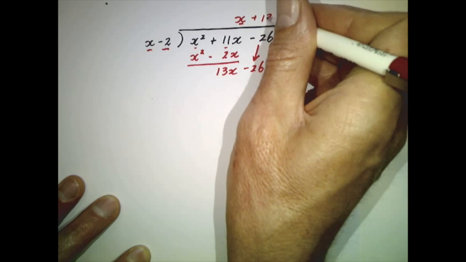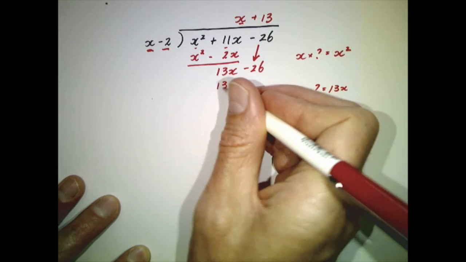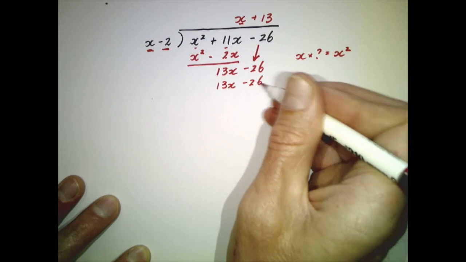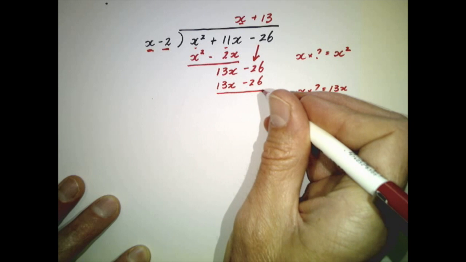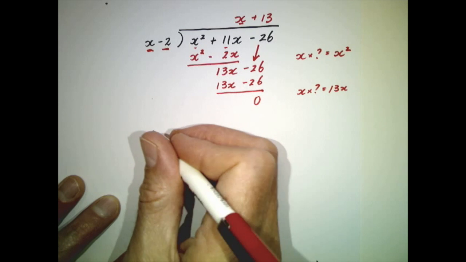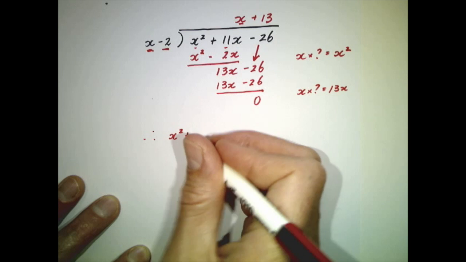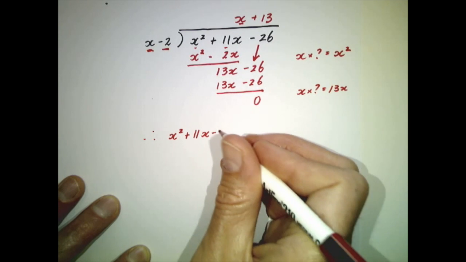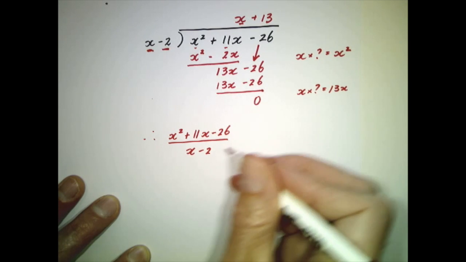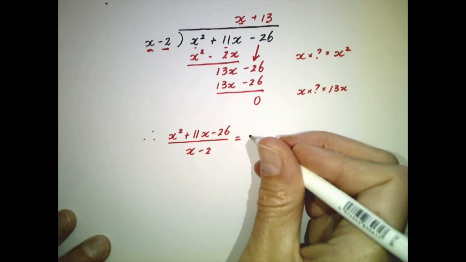So we place that above the dividend at the top, and then multiply the 13 by both parts of the expression x minus 2 to end up with 13x minus 26. We then do another subtraction and we're left with 0. So that means that our division has occurred without a remainder. So x squared plus 11x minus 26 all divided by x minus 2 gives us a result of x plus 13.